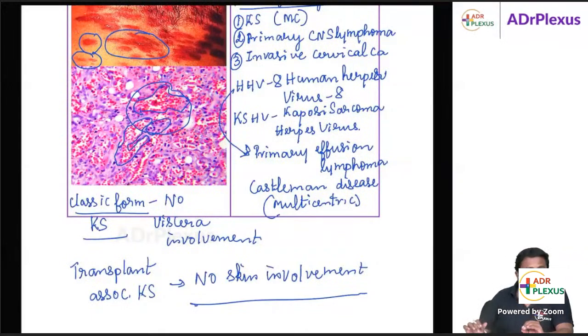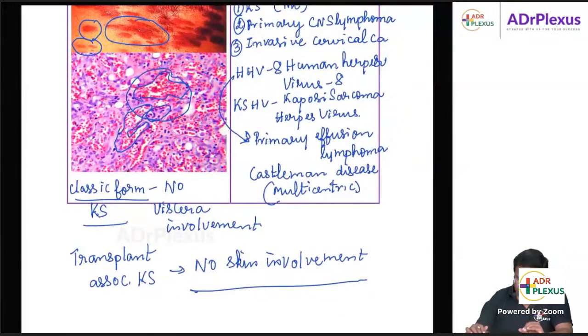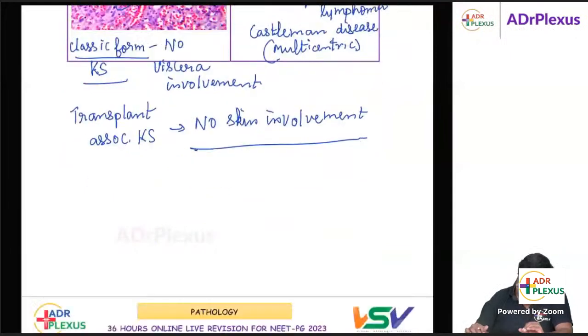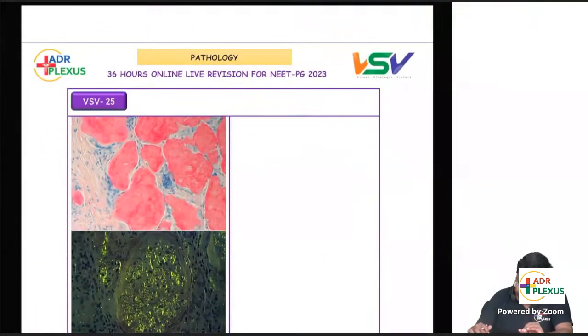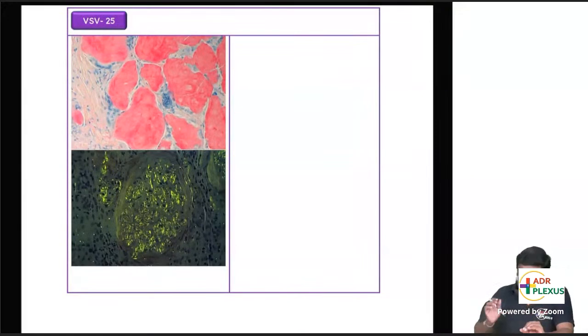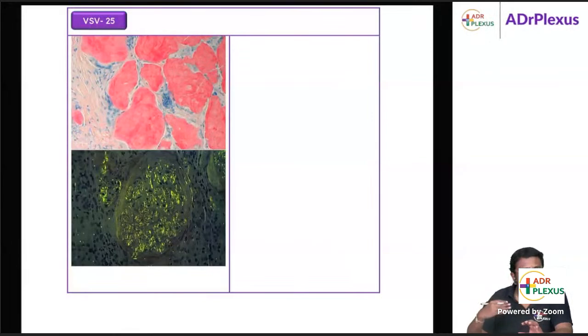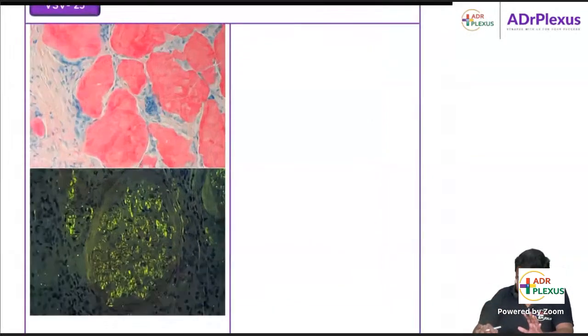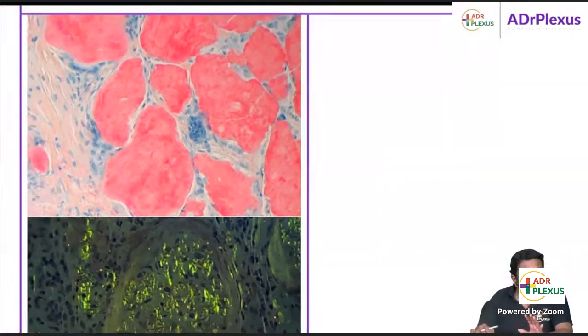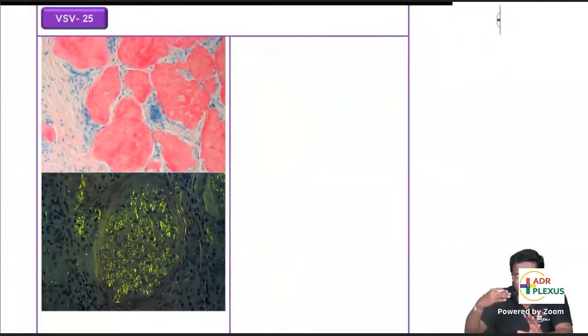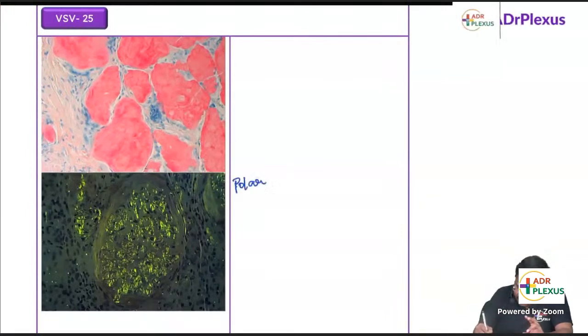Shall we move on to the next image? On seeing this image alone, if I'm not giving you any history, or if I am giving you a history of multiple myeloma, and I am showing you this stain, I'm not telling you the stain purposely because I want you to identify a case of multiple myeloma. And this is the polarized microscopy. You can see such a finding.